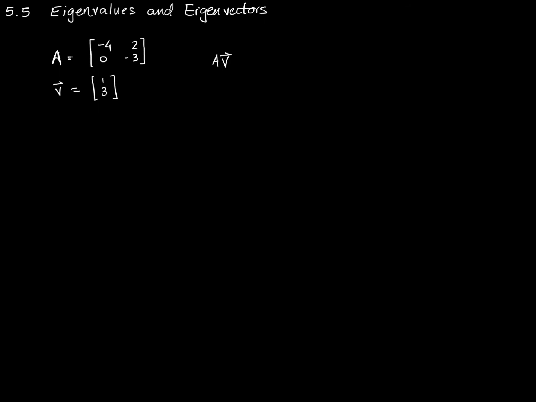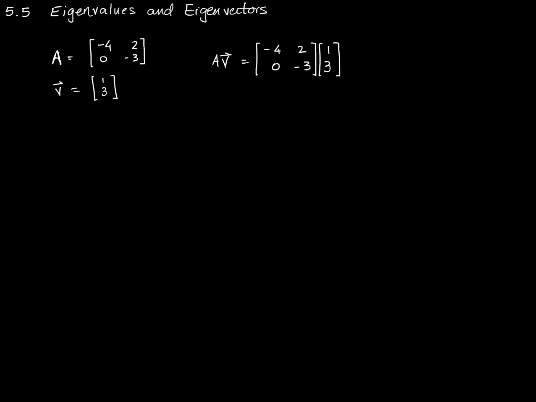Or if you choose to write it in the format 1, 3, then we could call that a row matrix. But just for the sake of argument, I'm talking about these as though they are matrices for the purpose of actually multiplying them together. So what does this multiplication look like? Let's take A, which is -4, 2, 0, -3, and multiply it on the right by the vector 1, 3, or the column matrix 1, 3.